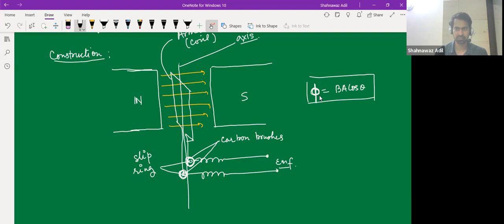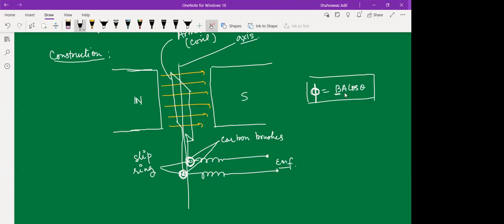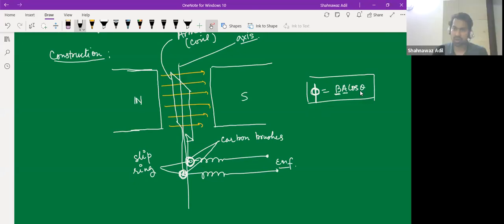Am I changing the magnetic field? Am I changing the area? So I am changing this angle, right? This was 0, then 90, then 180, then again 270, and then so I am changing the angle. Understood, everyone?